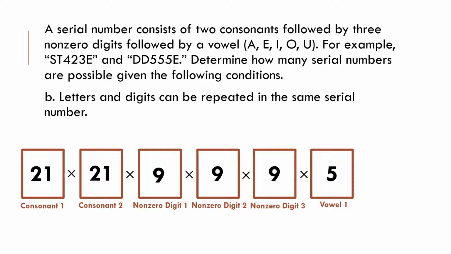Now I'm going to multiply these all out: 21 times 21 times 9 times 9 times 9 times 5. That's equal to 1,607,445. So quite a few more than part A. If you can repeat the letters and digits in the same serial number, then that's how many possible serial numbers there are.